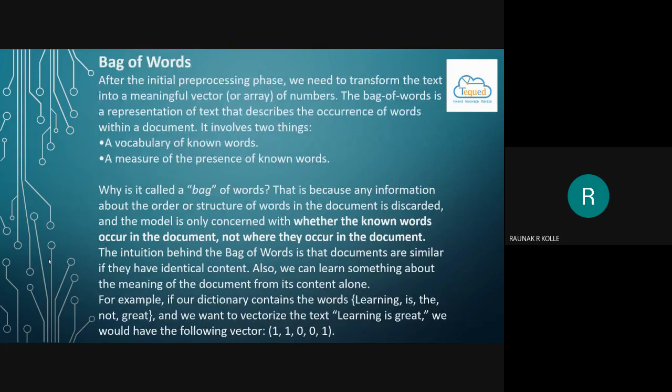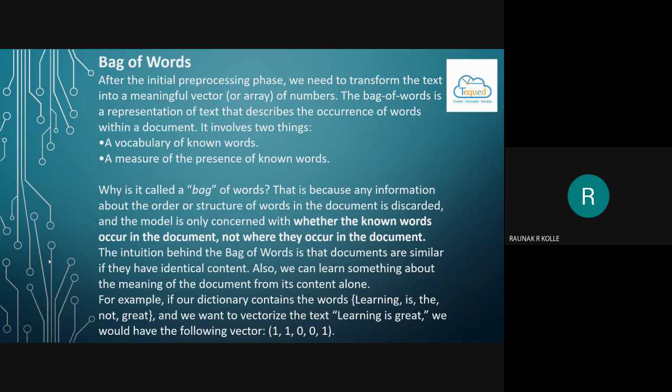Bag of words. After the initial pre-processing phase, we need to transform the text into meaningful vectors or arrays of numbers. The bag of words is a representation of text that describes the occurrence of words within a document. It involves two things: a vocabulary of known words and a measure of the presence of the known words.